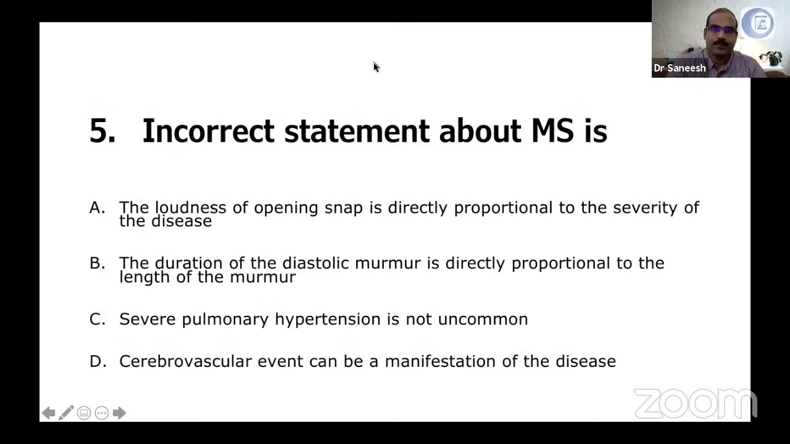Question number 5. The incorrect statement about mitral stenosis is: option A, loudness of the opening snap is directly proportional to the severity of the disease. Option B, the duration of the diastolic murmur is directly proportional to the length of the murmur. Option C, severe pulmonary hypertension is not uncommon. Option D, cardiovascular or cerebrovascular events can be a manifestation of this disease. Poll window there.